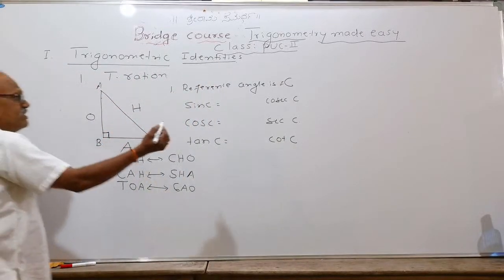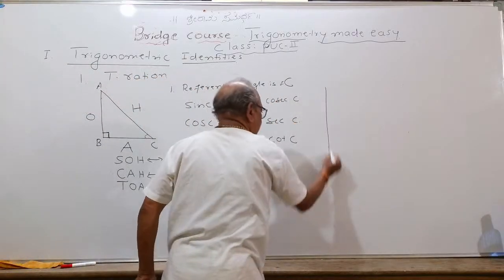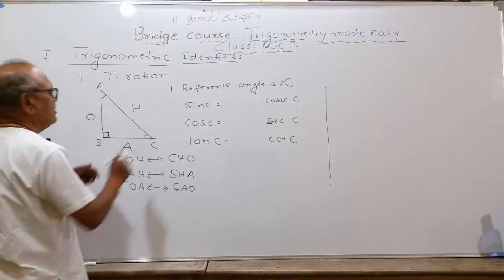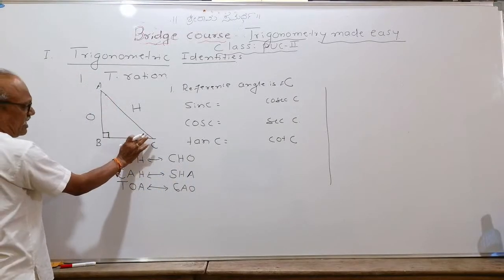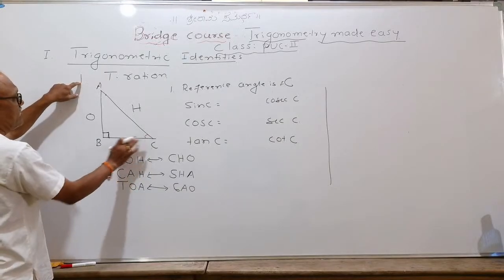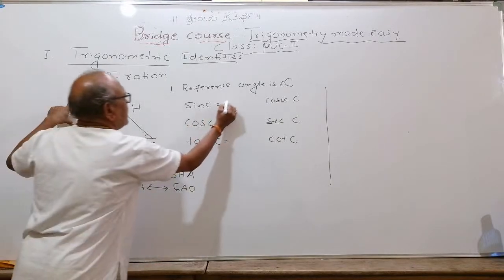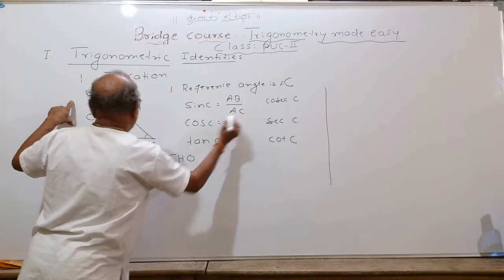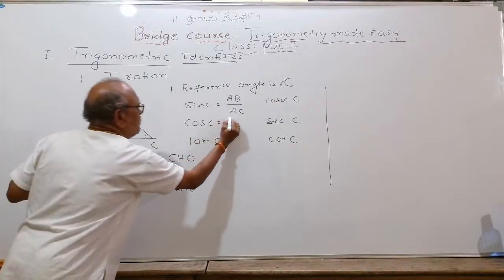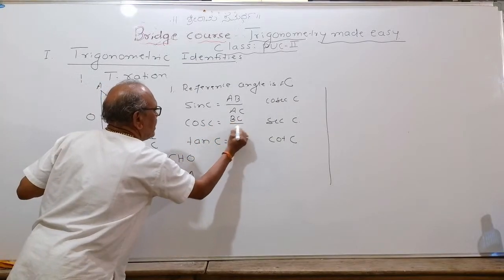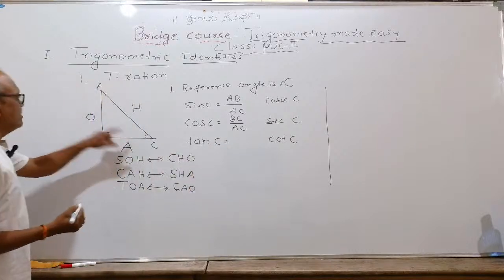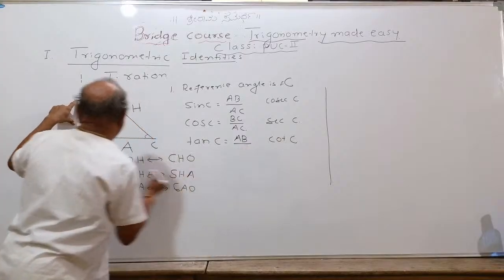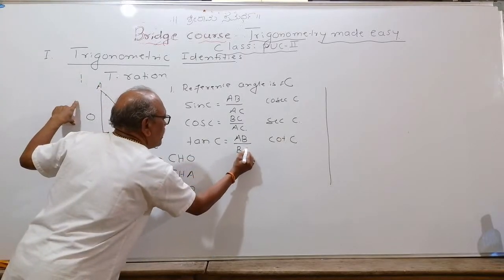When the reference angle changes, the sides are interchanged. If the reference angle is C, what is sin C? Opposite upon hypotenuse. What is the side here? AB divided by AC. What is cos C? Adjacent is BC divided by AC. What is tan C? Opposite will be AB divided by BC.